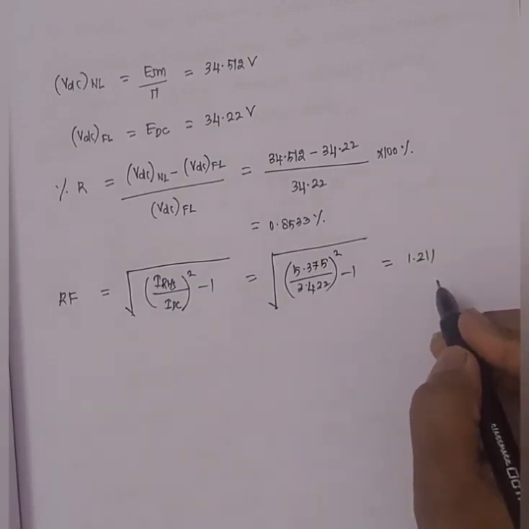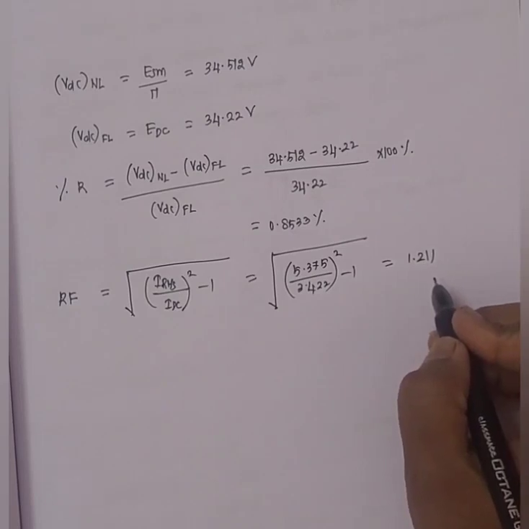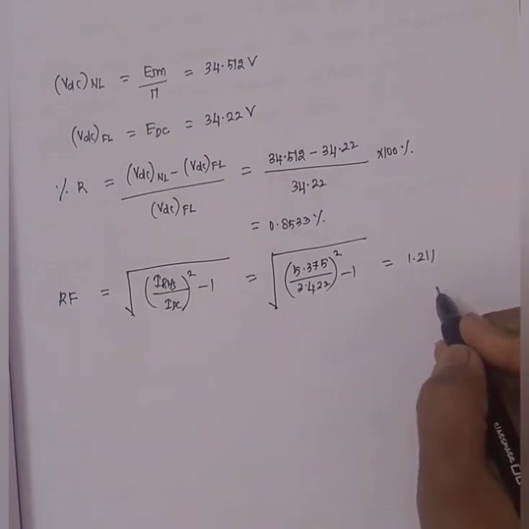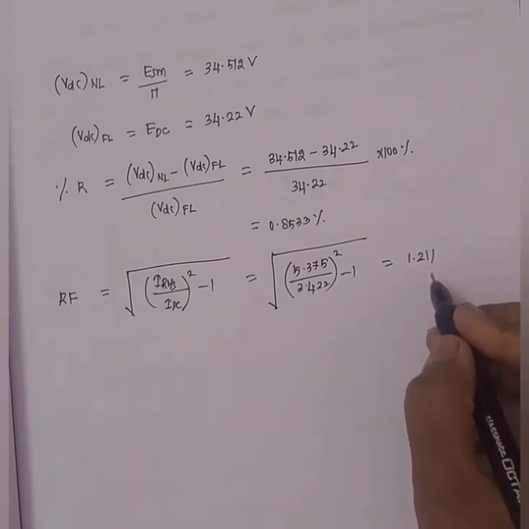So these are the values for the half wave rectifier which is provided in the question. This is how we have to calculate each and every parameter. So in a single problem we have covered almost all the parameters that we have derived so far.